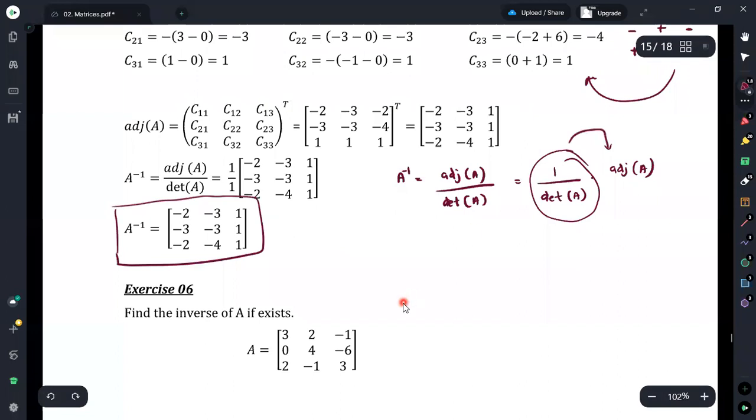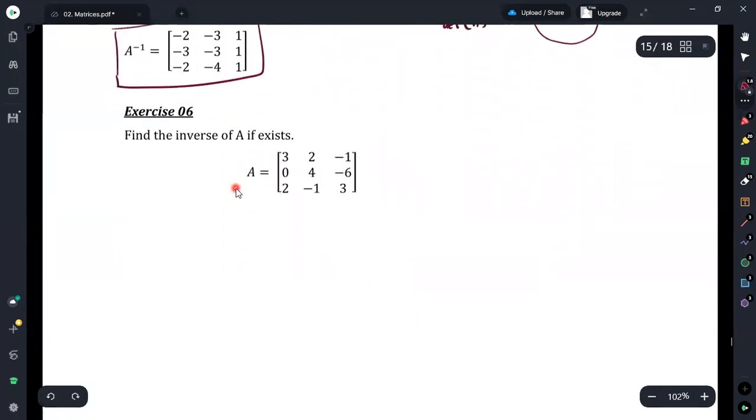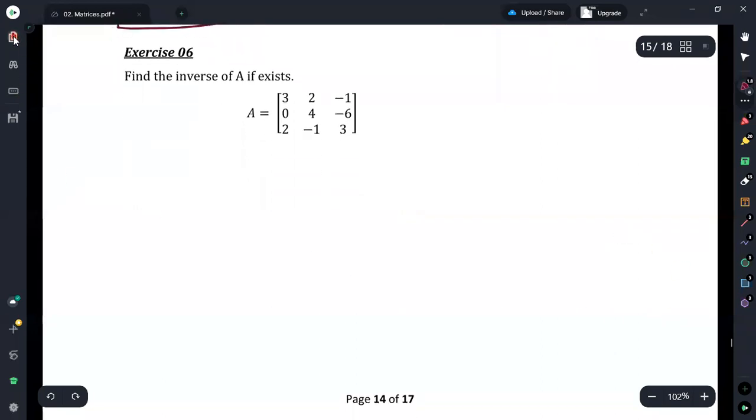Now, there is another exercise given here to find the inverse of the matrix. We'll try to do it now.